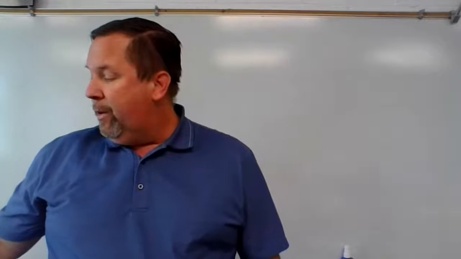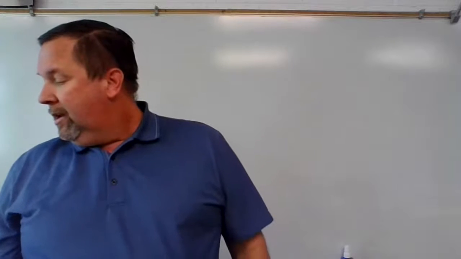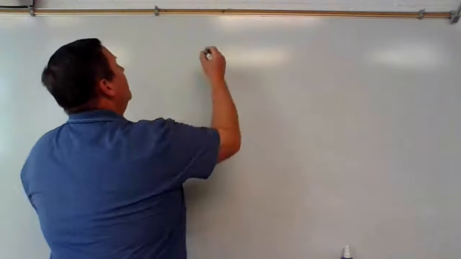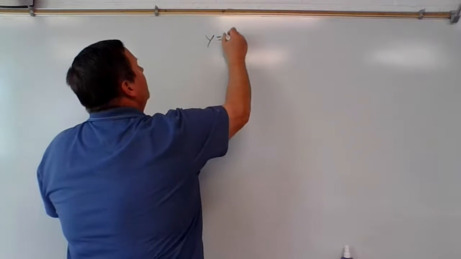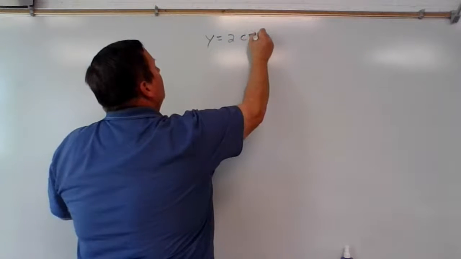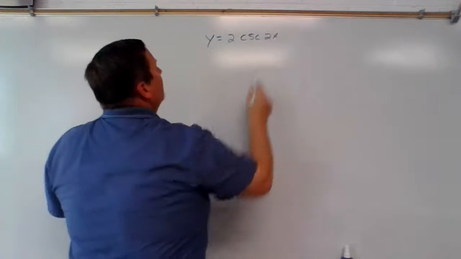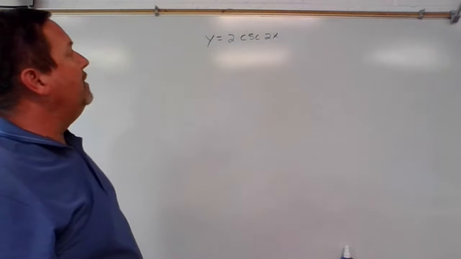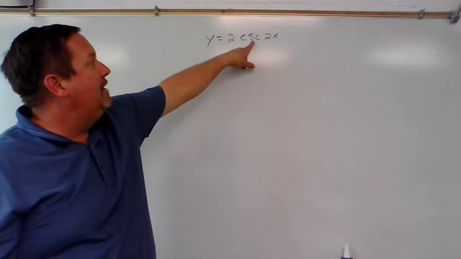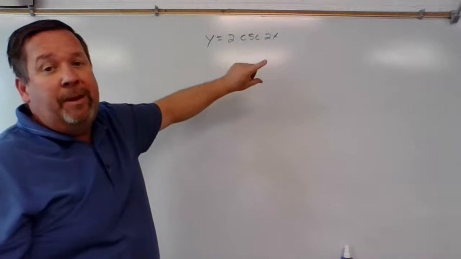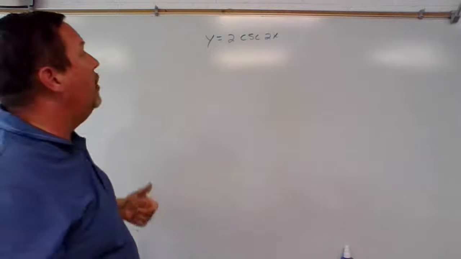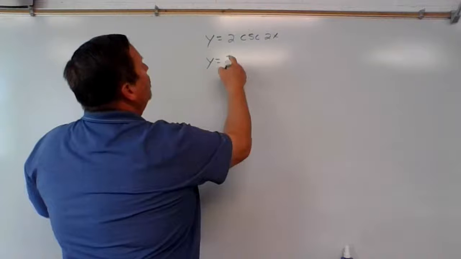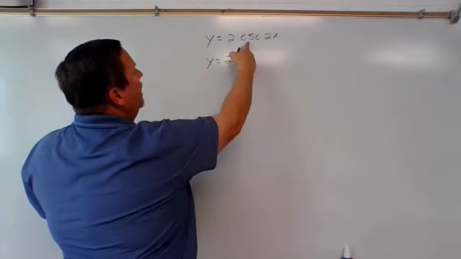Here's what they want us to do. They want us to graph y equals 2 cosecant 2x. And so what I want to do is, I know that cosecant is the flip of sine, 1 over sine. So I'm just curious, y equals 2. This part's not flipped. That part's not going to change.